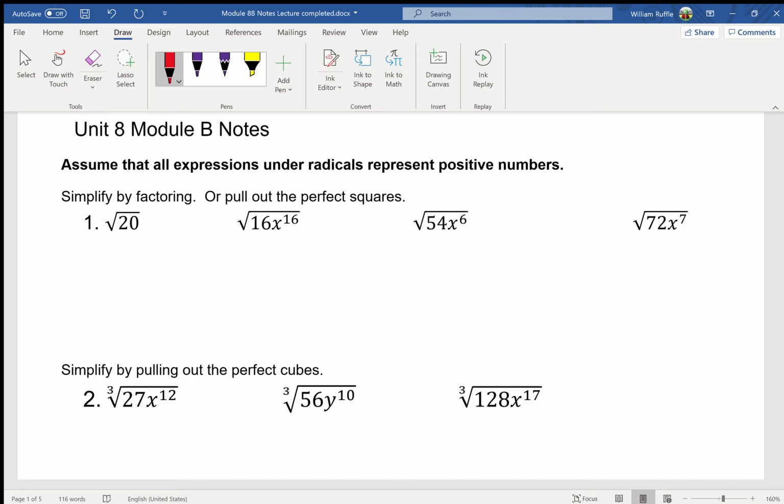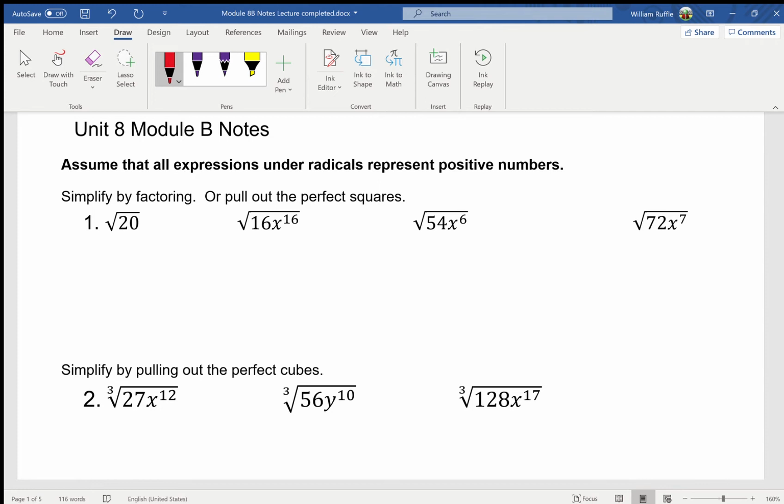All right, we are now doing the 8B notes. 8B notes will be split into several parts. I don't know if it's going to be 3 or 4 parts, but obviously this is the first part. We're going to try to get up through the divide and simplify. That's where we're going to stop this time.